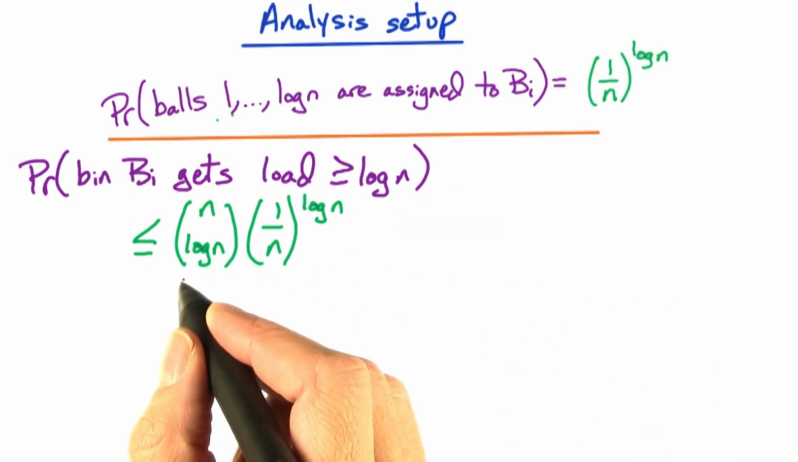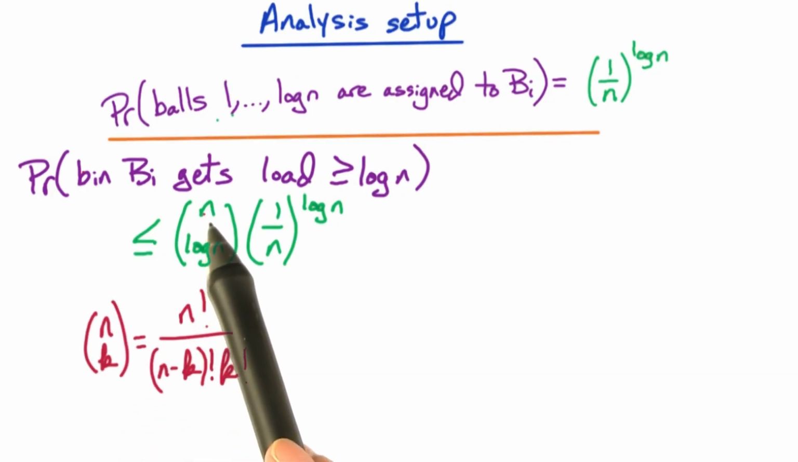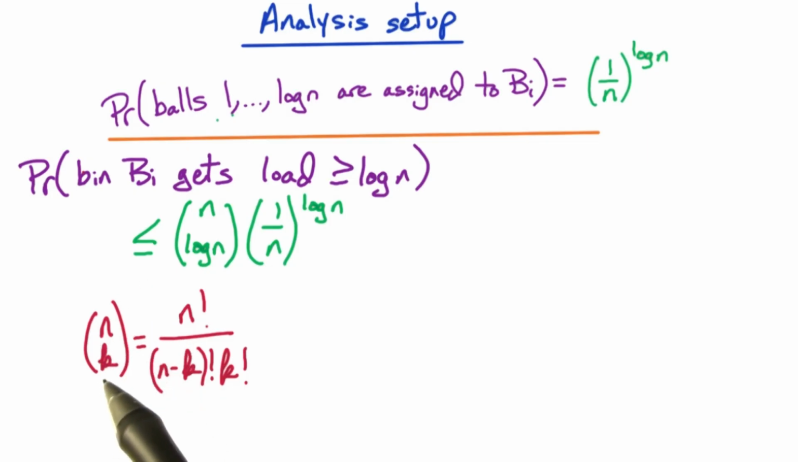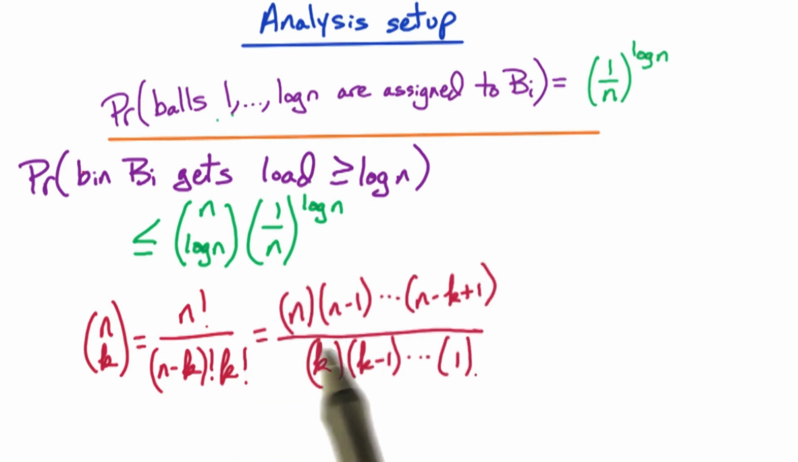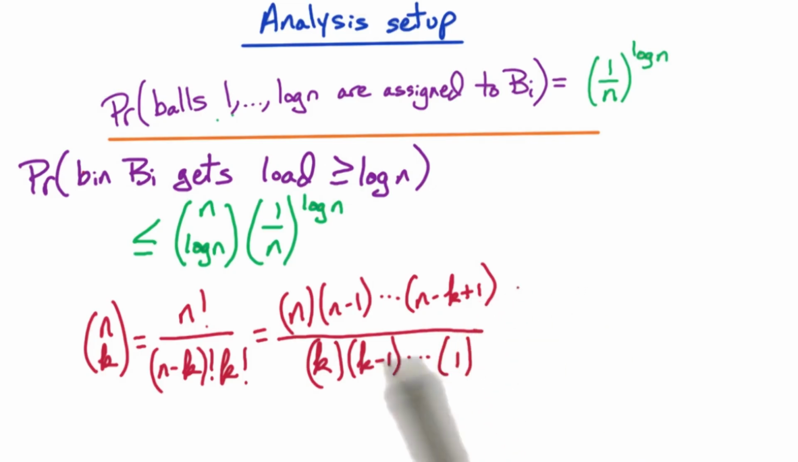Now let's try to get a handle on this term, n choose log n. Let's look at it more generally: n choose k. Recall, what is n choose k? It's n factorial over n minus k factorial times k factorial. If we expand this out, we've got n factorial in the numerator, but all the terms from n minus k downwards cancel out with this n minus k factorial in the denominator. So we get n times n minus 1 down to n minus k plus 1.